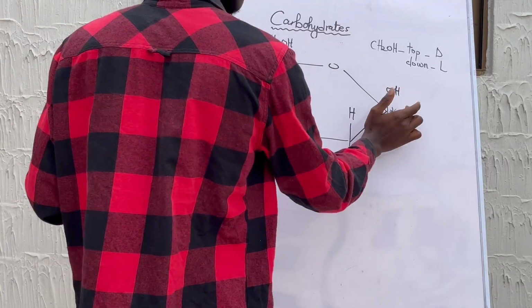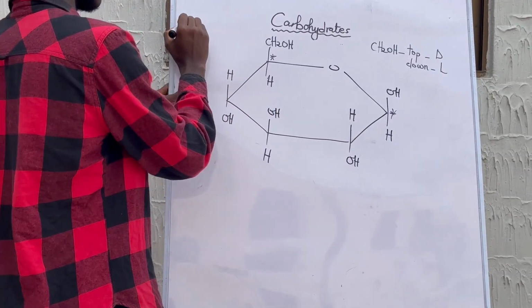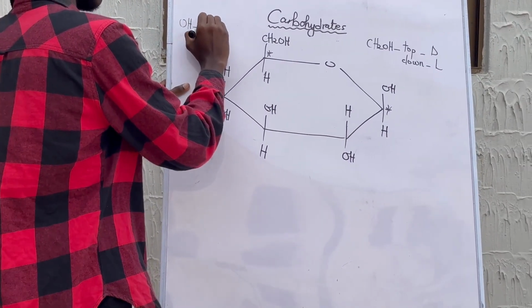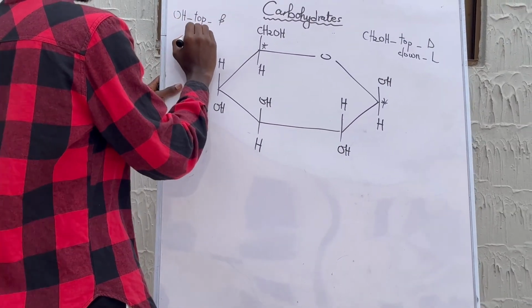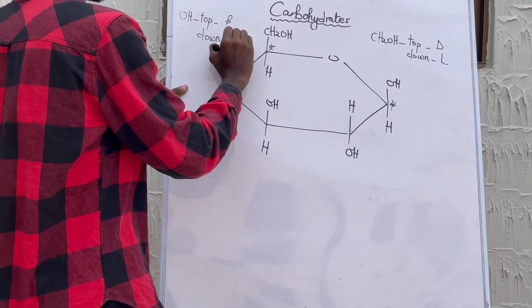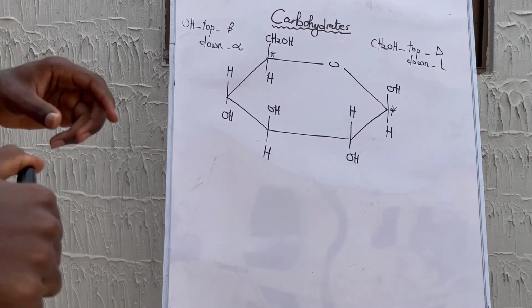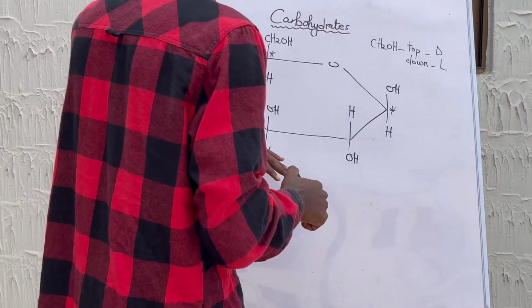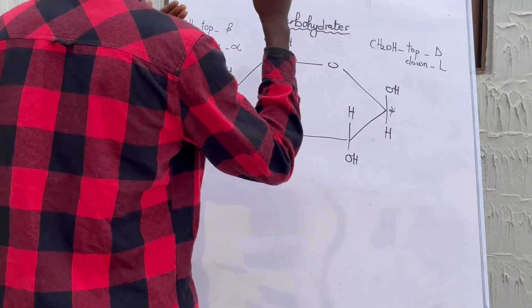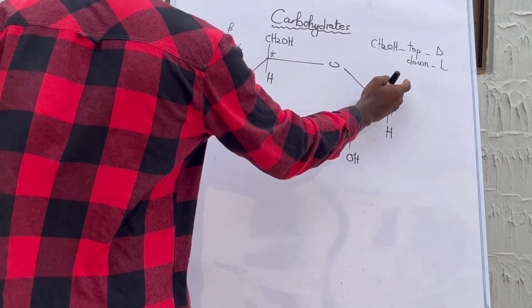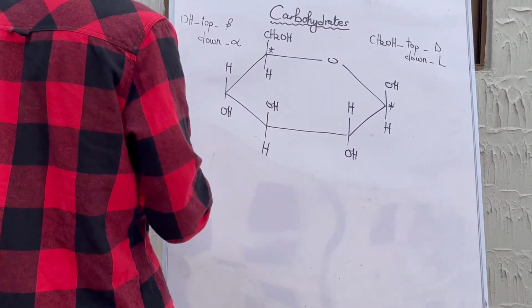Now, we can also have alpha or beta. That one will be based on the position of the OH group. If you are having your OH group at the top, then we are calling this one beta. If you're having the OH group at the down, then we are calling this one alpha. So that's all what we should note here. If your OH group is at the down, we are having alpha. If your OH group is at the top, we are having beta. So now here we are having beta, and this side we are also having the D.